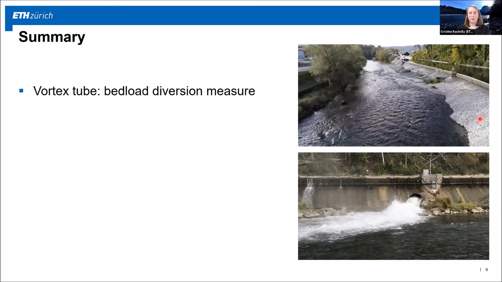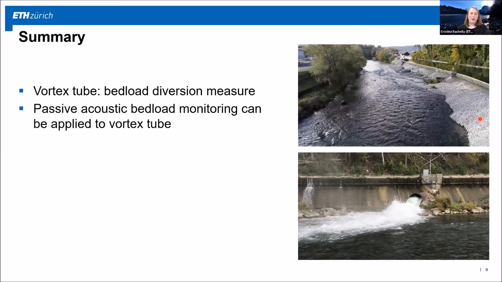So to quickly summarize, I've shown you that the vortex tube is a bedload diversion measure that is applied here at hydropower plant Schiffmühle, but could also be applied maybe at other hydropower plants of the same type. We have shown in principle that passive acoustic bedload monitoring can be applied to a structure such as the vortex tube. And I want to stress here that probably not only vortex tubes can work, but also other steel structures where bedload causes an impact and a vibration signal. The grain size detection is quite satisfactory. So we can really detect the grain sizes that are transported up to the vortex tube and through the vortex tube.